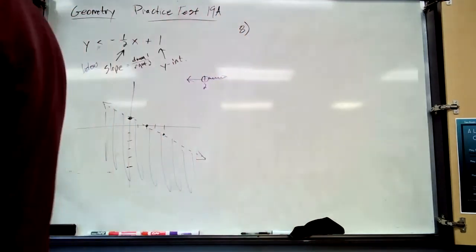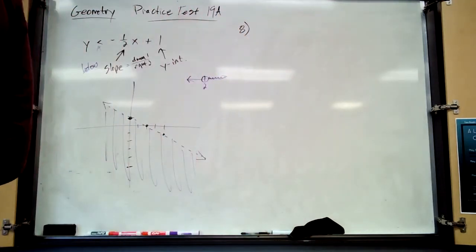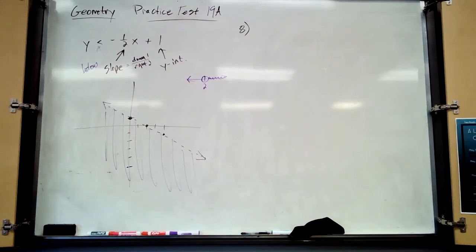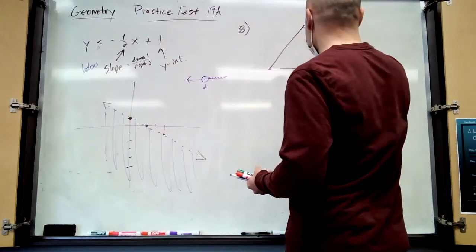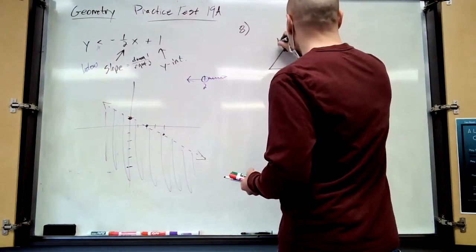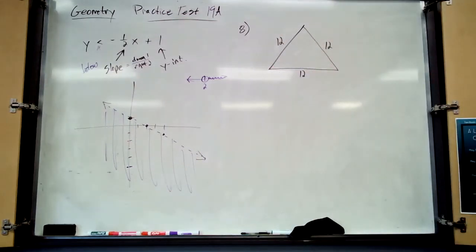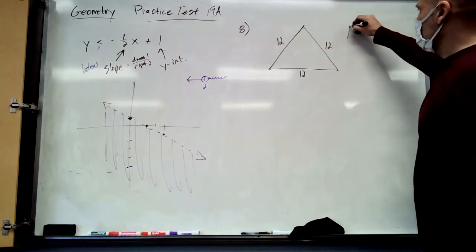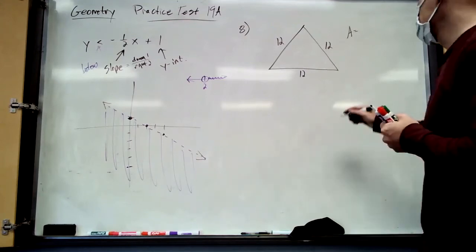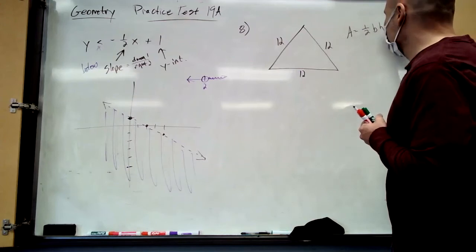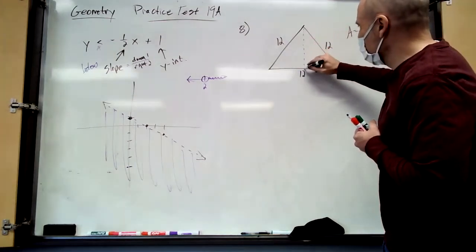All right, number 8 says a patio is in the shape of an equilateral triangle with 12-foot sides. What is the area of the patio? All right. This looks simple, but it's not quite simple. How do you find the area of this triangle? We don't have the height yet. You can cut it in half. So we need the height. So how do you figure out this height?